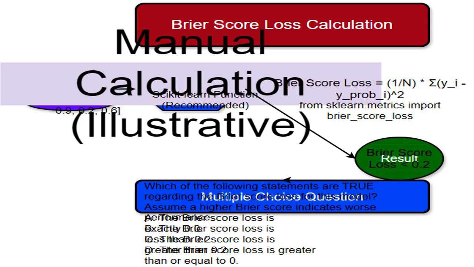We'll take each data point and calculate the squared difference between the true label and the predicted probability. Then, I'll sum those squared differences and divide by the total number of data points to get the average. This gives us the Brier score loss.